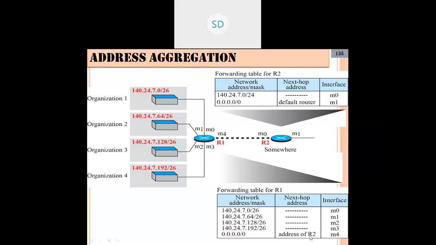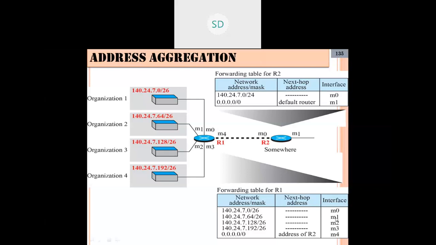Here the default address will be the address of R2. If none of the addresses are selected, then it will be sent directly to the router R2. That is nothing but the default address. These are the addresses related to the organizations. The first one is 140.24.7.0/26. Similarly 140.24.7.64, like that. All these organizations are connected with a mask of 26, along with the interfaces, which are also given. If you observe, R1 has a larger forwarding table, because each packet must be correctly routed to the appropriate organization. Exactly to this organization it has to be routed.